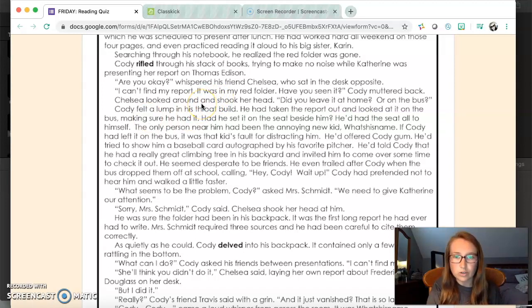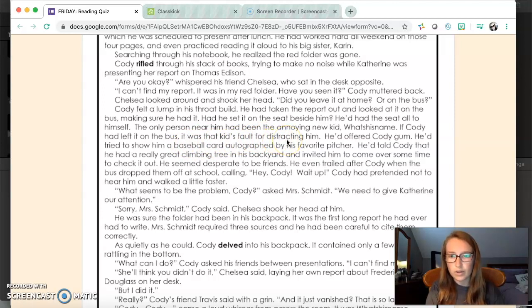Chelsea looked around and shook her head. "Did you leave it at home? Or on the bus?" Cody felt a lump in his throat build. He had taken the report out and looked at it on the bus, making sure he had it. Had he set it on the seat behind him? He'd had the seat all to himself. The only person near him had been the annoying new kid, what's his name. If Cody had left it on the bus, it was that kid's fault for distracting him.